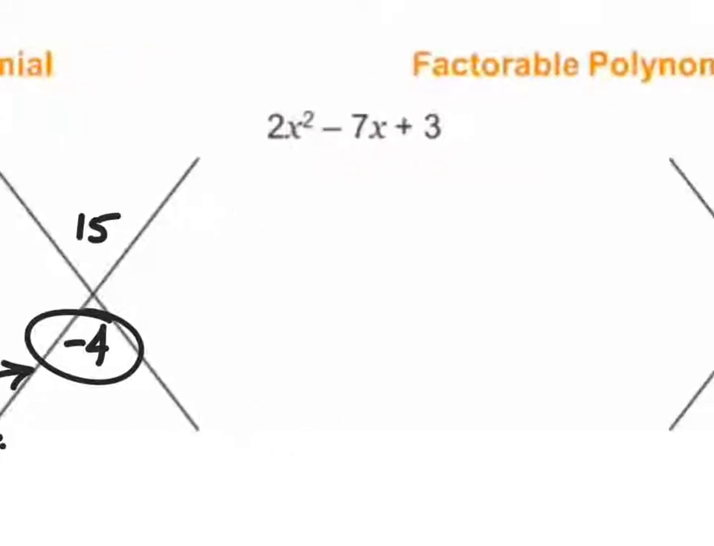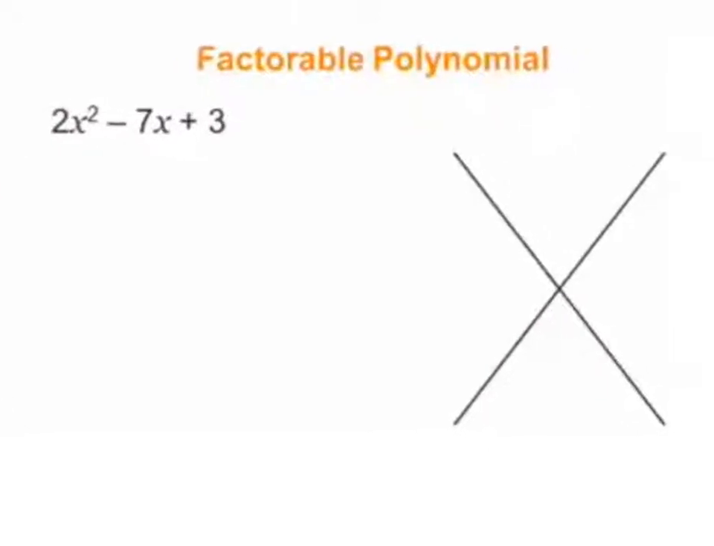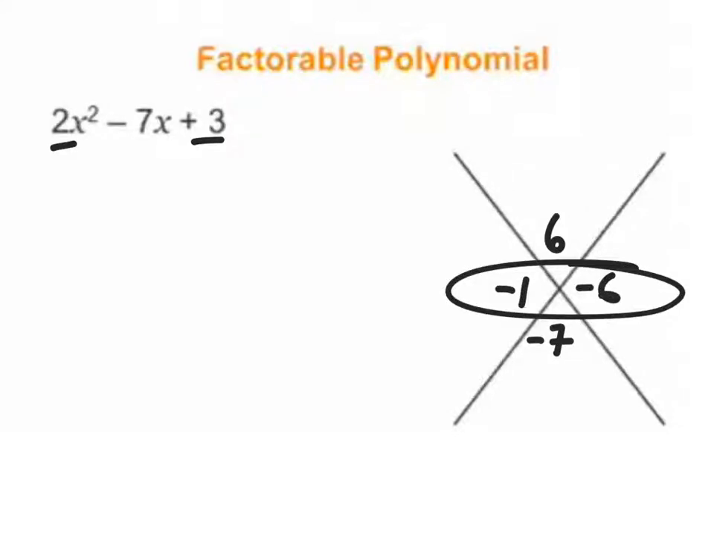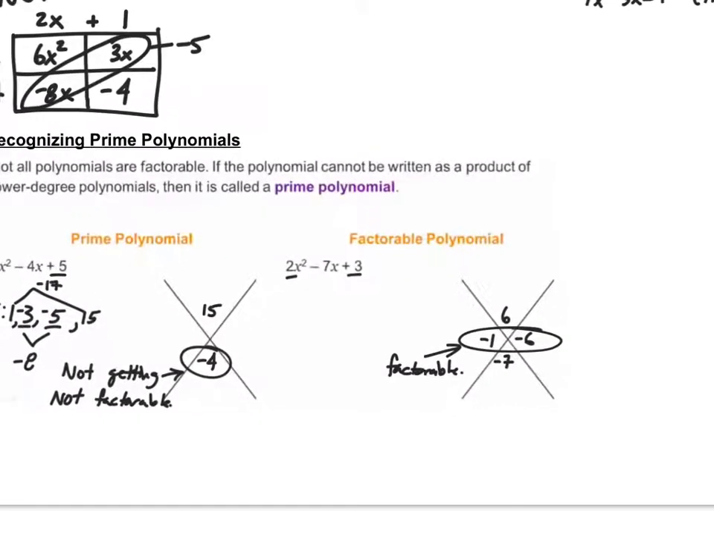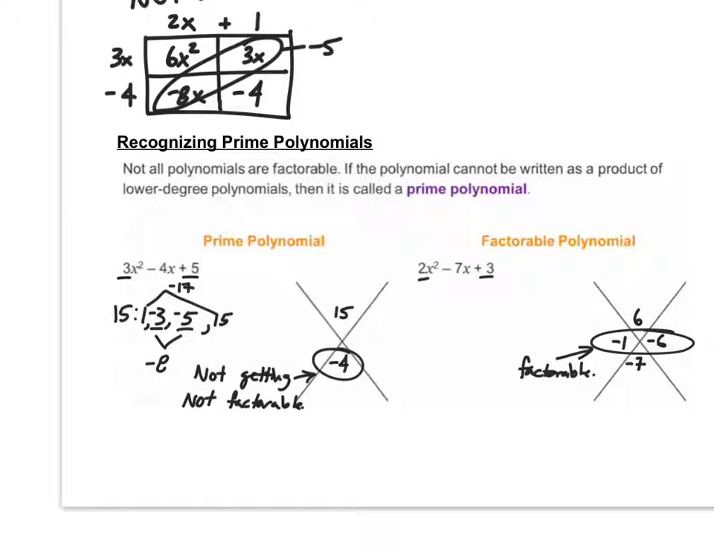Whereas if you had something like this, you take 2 times 3, which gives you 6. So you've got two numbers that multiply to 6 but add to negative 7, and that's just negative 1 and negative 6. When you get those numbers, then you can factor it. It's factorable. But sometimes you can't factor them, and you've just got these prime polynomials, and it's kind of tough.